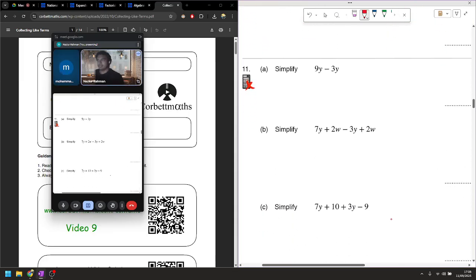Okay, so let's try again. So 6y minus 3y, 9y minus 3y, what do we get? 6y. 6y, good. And then here carefully collect like terms. So we've got 7y minus 3y, and then we have 2w plus 2w. Okay. 4y. Good. Plus 4w. Good. Yep, we're done.